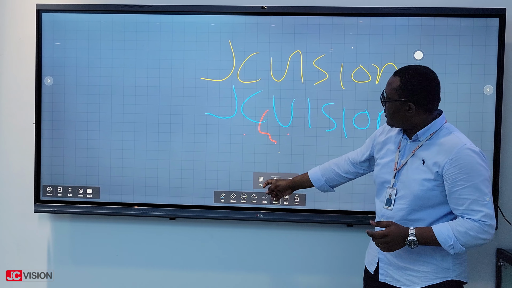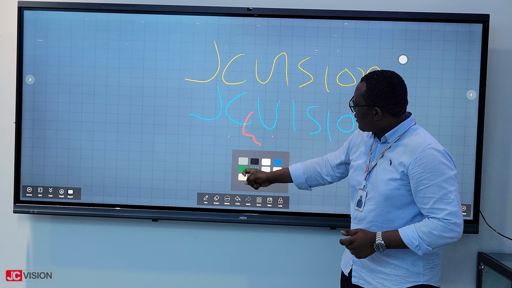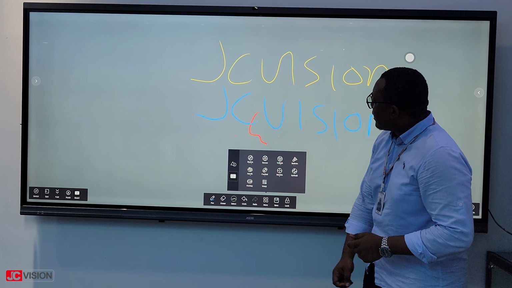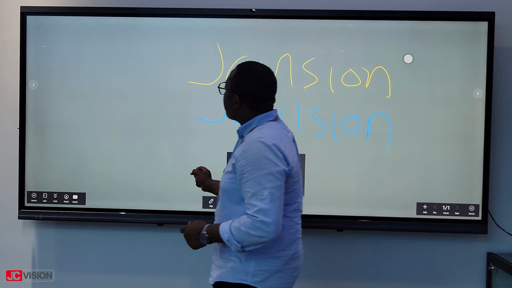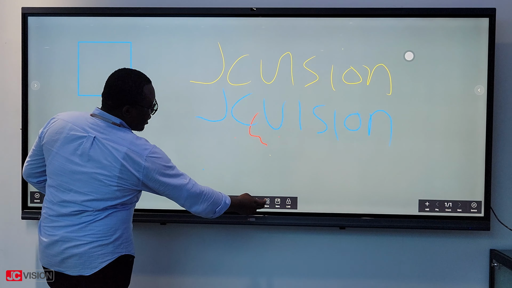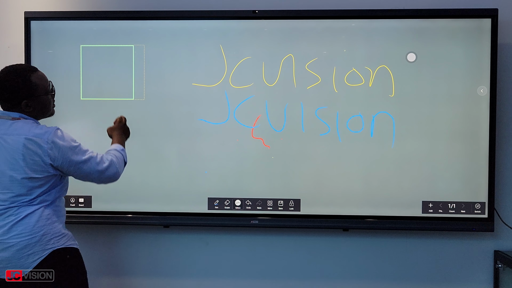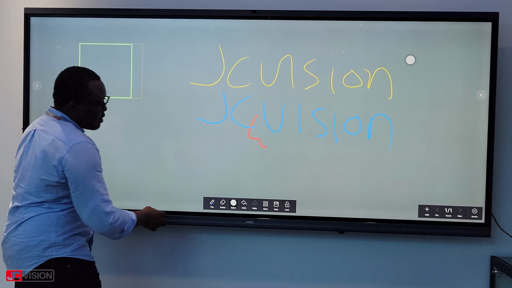Also, I can change the background of the screen. You can change it to, for example, this. You can also add some symbols, so I can add a square. And you can select the square if you want to move it, select it and move it to a different position or back.